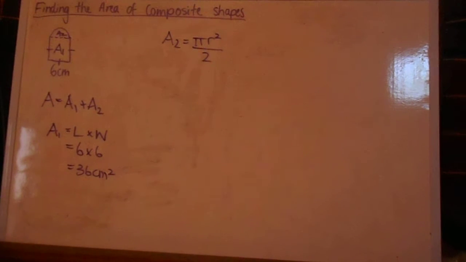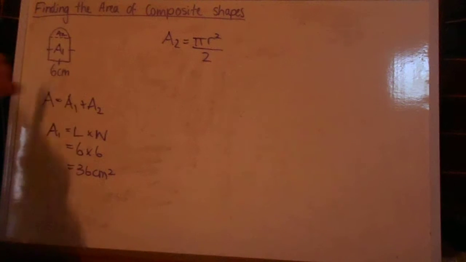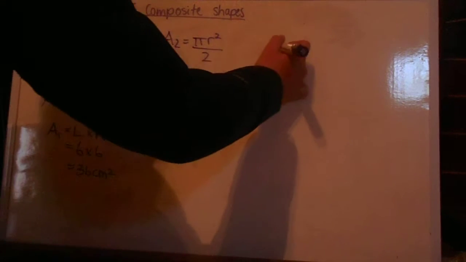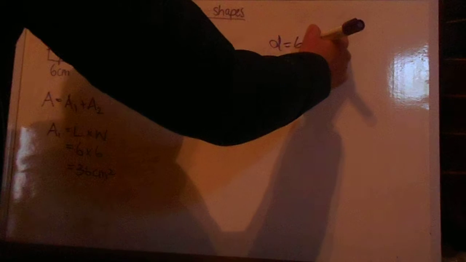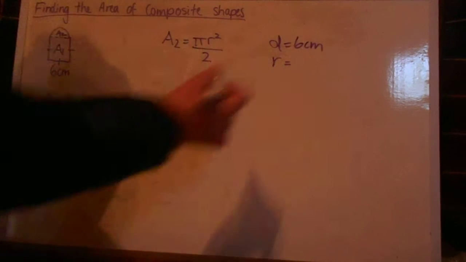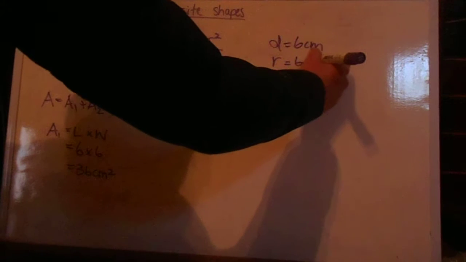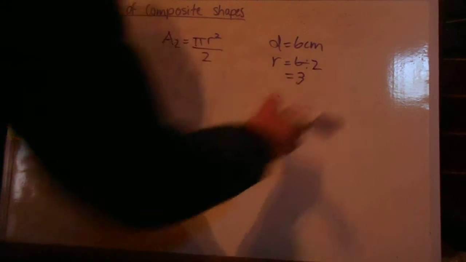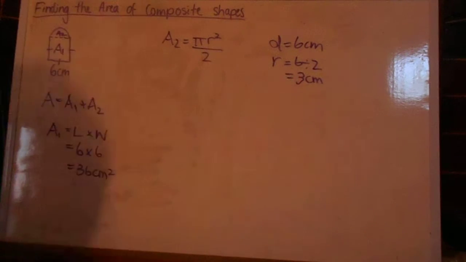Now, we know at the moment that the diameter of the circle is 6 centimetres. I'm just going to write that over here. So the diameter is 6 centimetres, and the radius is always half of the diameter. So half of 6, so 6 divided by 2, is going to be 3. So our radius is 3 centimetres. I'll just include that on here too.